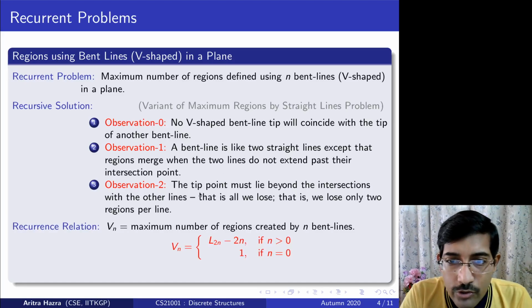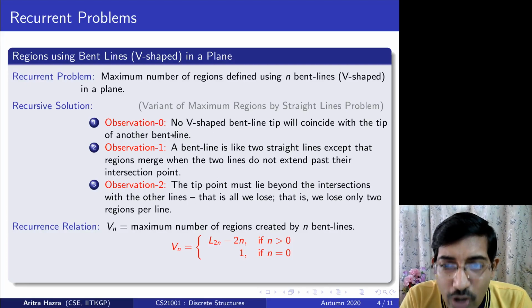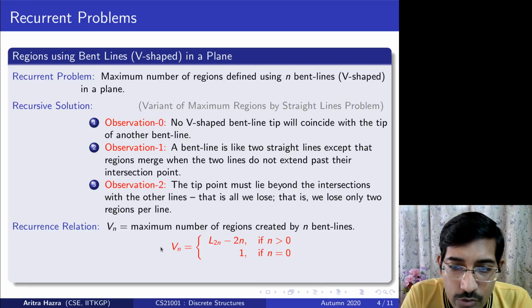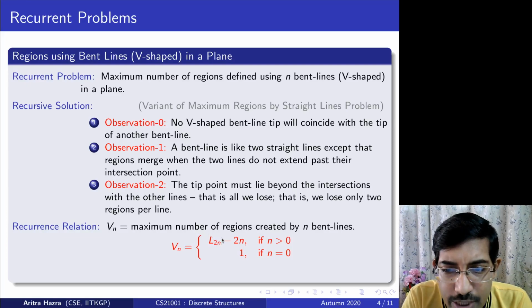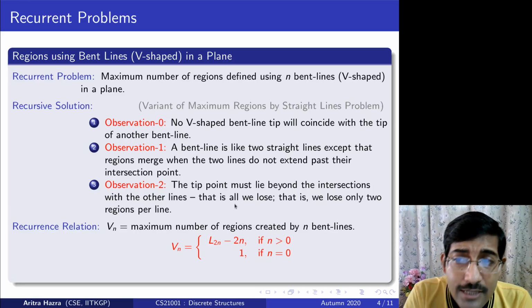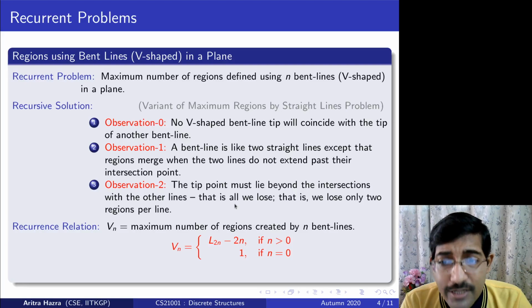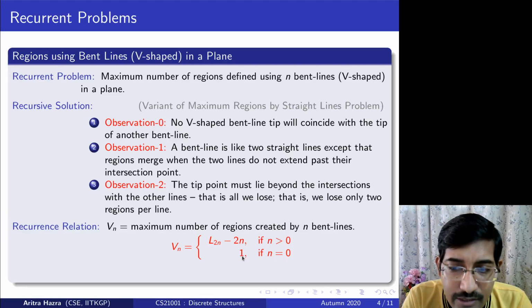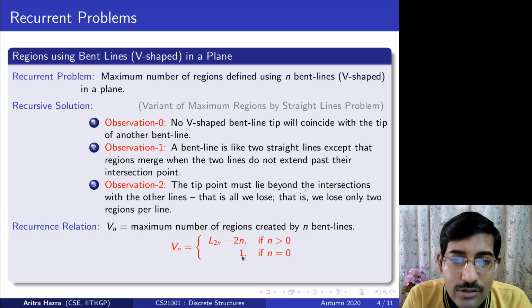Now, to understand and justify more, just draw 2 V-shapes and try to figure out whether this happens or not, instead of drawing 4 intersecting lines and stopping at the tip. So the maximum number of regions formed by n bent lines is just introducing 2n lines and all possible regions that I can get, minus, since we are not extending those 2 lines after the intersection point, every line potentially loses 2 regions. So that is minus 2n regions we need to reduce. And again, if we have no V-shape, then the whole 2D plane is one region. So that is number 1.